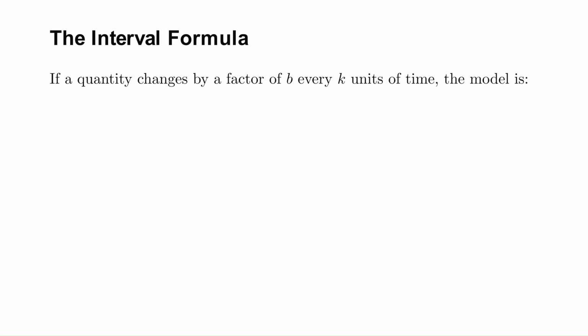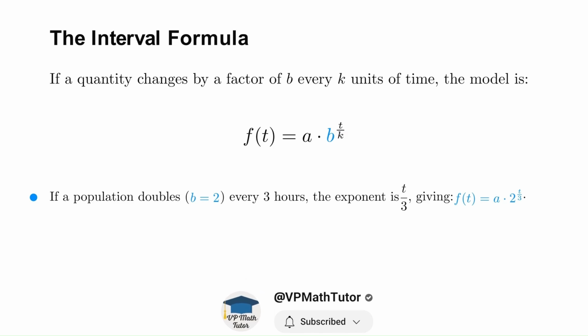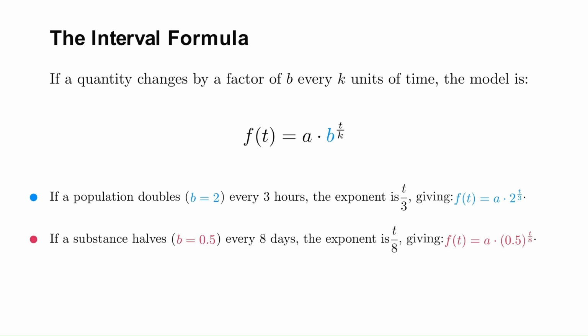In some scenarios, a quantity may change by a specific factor over a set interval of time. If a quantity changes by a factor of b every k units of time, we use the model formula f of t equals a times b to the power of t over k. For example, if a population doubles every 3 hours, the base b is 2, the interval k is 3, and the exponent becomes t over 3, yielding the function f of t equals a times 2 to the power of t over 3. Similarly, if a substance halves every 8 days, the base is 0.5, the interval is 8, and the model becomes f of t equals a times 0.5 to the power of t over 8.